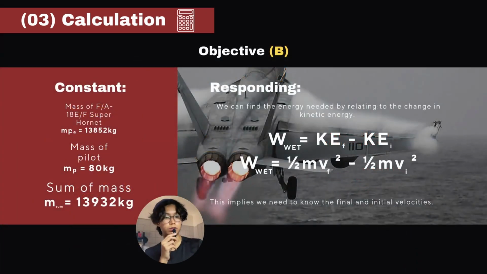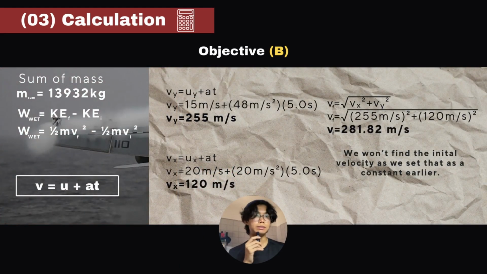For objective B, we are going to calculate the power, and in order to do so, we have to find the work. To find work, we are going to use the work-energy theorem. Hence, this suggests that we will have to find the initial and final velocity. To find the velocity, we are going to use the kinematic equation v equals u plus at. By substituting all the constant values, we will get Vy equal to 255 meters per second, while Vx is equal to 120 meters per second. Hence, the final value of velocity is 281.82 meters per second.